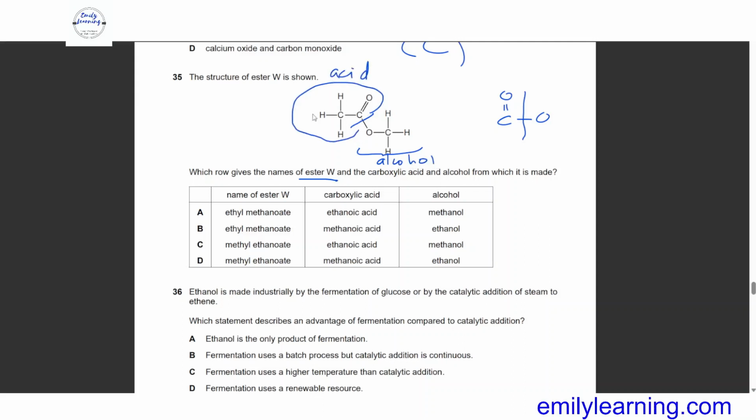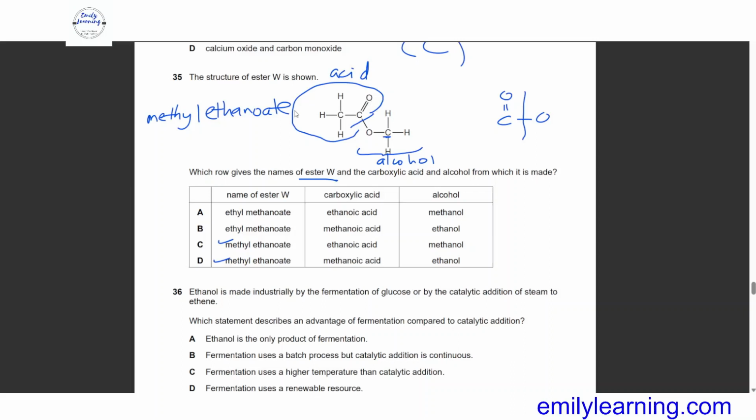Okay, so to name the esters, you will first start off with the alcohol. This alcohol has 1 carbon only, so it is methyl. This acid has 2 carbons, so it's ethanoate. So the name of this ester is methyl ethanoate. So it's either C or D.